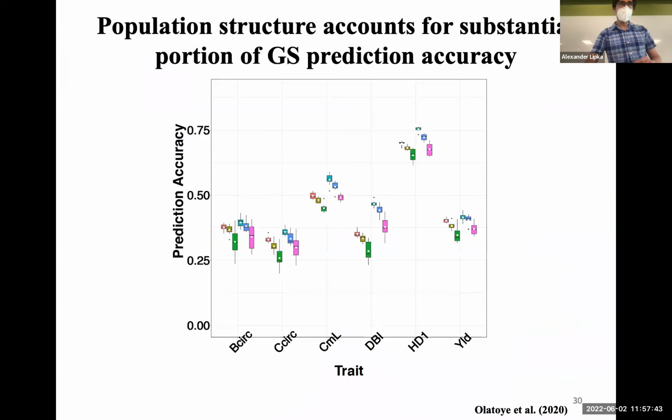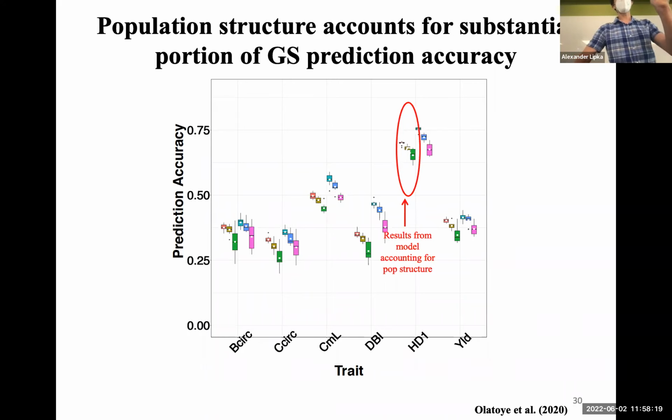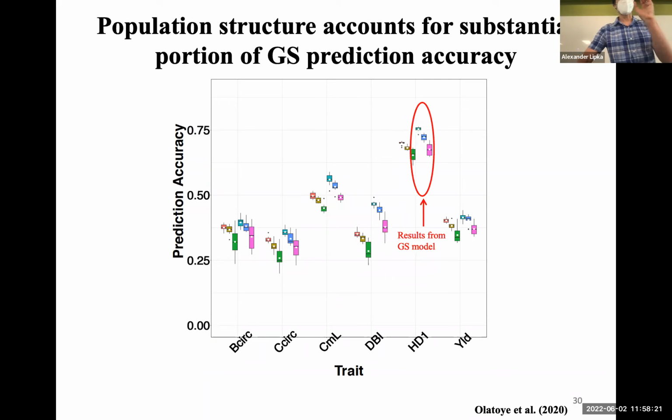So that's what this slide says here. And here's the result. This graph was created by Dr. Olatoye. Our x-axis is the different traits that were measured in Miscanthus. This is the first data set, Miscanthus sinensis. And our y-axis is our prediction accuracy. I'm going to pick on this trait over here, HD1. These are the results, from different subsets for a training set, from the model that accounts for population structure. These are the results from the GS model.